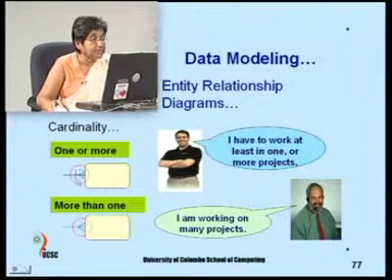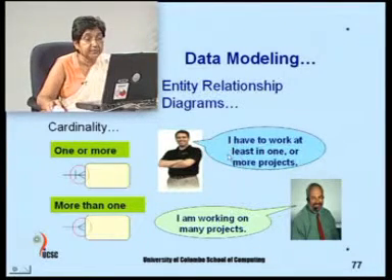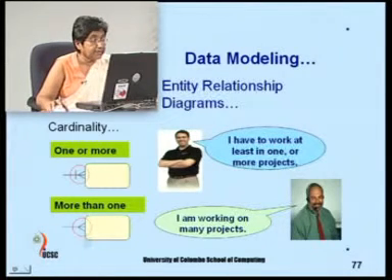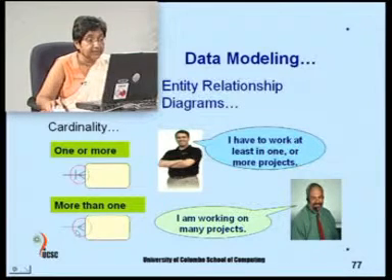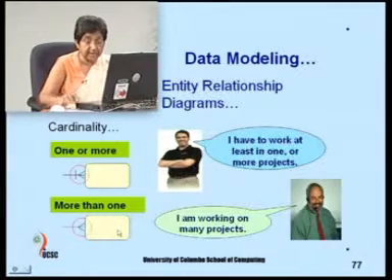This symbol is used for 1 or more. As an example, we can say I have to work at least in 1 or more projects. Then more than 1, I am working in many projects. So see the difference between these two. Here it has a line that crosses the main line, the relationship line, and here it does not have a line crossing. So what this implies is I am working on many projects.